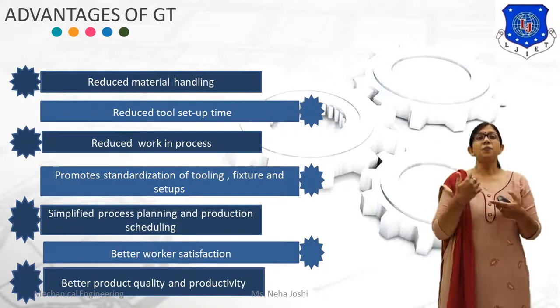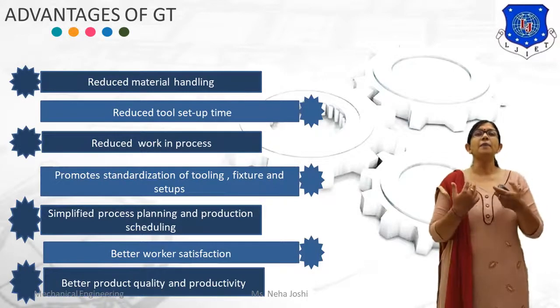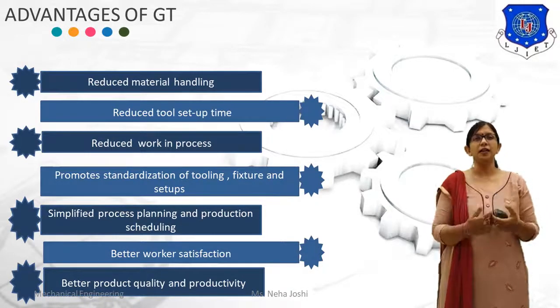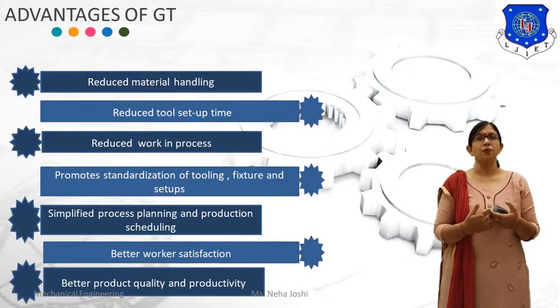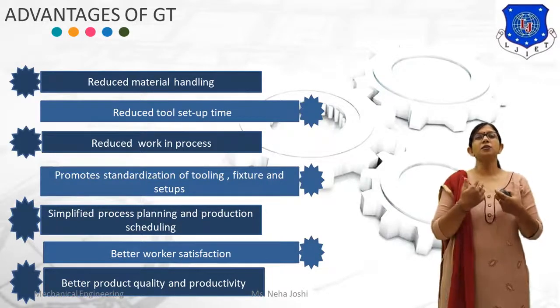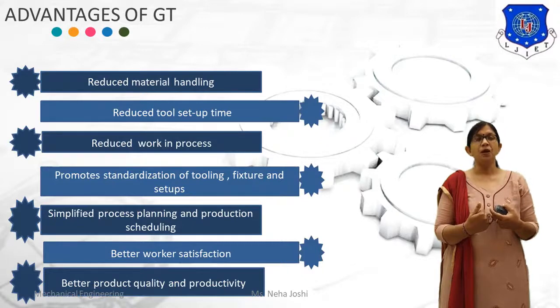Next advantage is that it promotes standardization of tooling, fixtures and setups. Group technology manufactures similar parts in one cell. This leads to standardization of tooling and fixtures. Next benefit is simplified process planning and production scheduling. In group technology, the parts are manufactured in a machine cell with simplified material flow. Therefore, process planning and production scheduling get simplified.